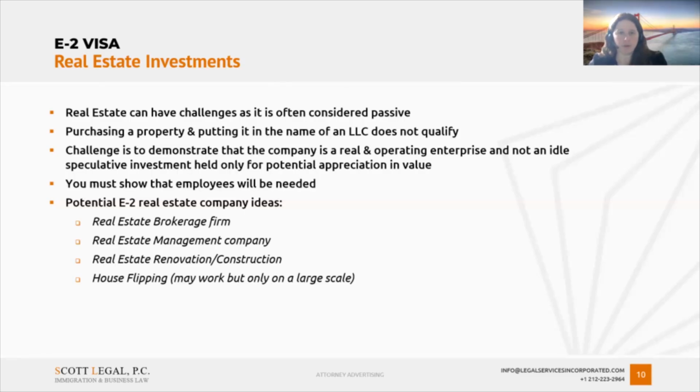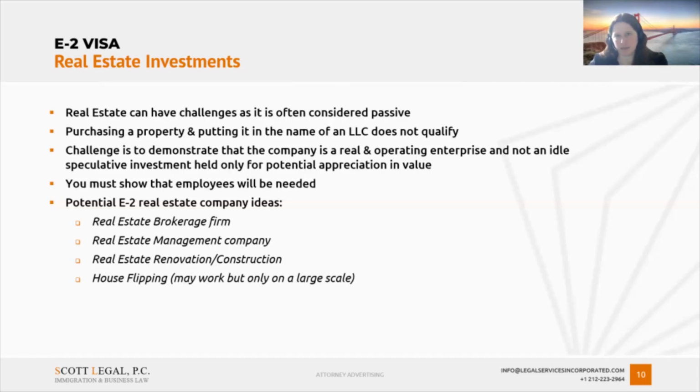One would be a real estate brokerage firm, a property management company, renovation construction, house flipping if you're doing it on a large scale. For example, we had a client who had a portfolio of 35 to 45 homes, right, that they were actively flipping. And they had a staff of people who were working on getting those homes up and ready. That being said, that investment amount did have to be very high, because to have that large of a real estate portfolio and to pay for all of the upgrades that are going to make this into a real and operating business, the investment amount had to be quite high. Also important to show that you're going to have employees for the company.